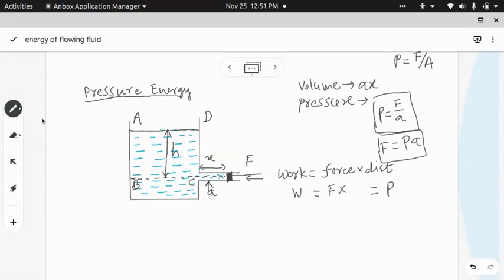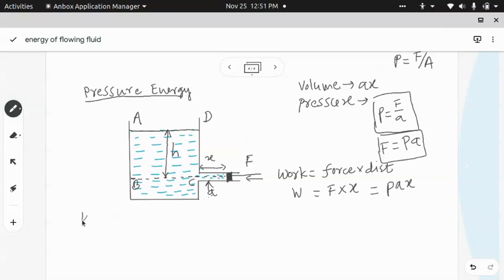Here the distance is x. So P into A into x, because we had the value of F as PA. So you can put the value of F equal to PA and multiply by x. So W is equal to F times x, that is P into A into x. Let us multiply by rho and divide by rho for this whole equation.